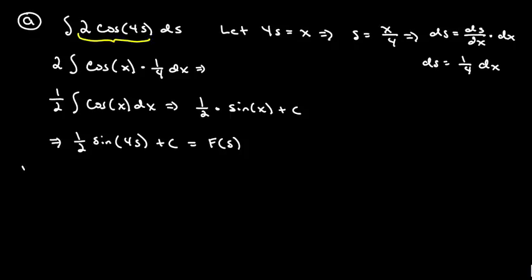Let's do part B now. So for B, we've got the integral of 1 plus the secant squared of theta d theta. So what I'm going to look for is, is 1 plus secant squared, is that a derivative of any of the trig functions? And it doesn't look like it is.